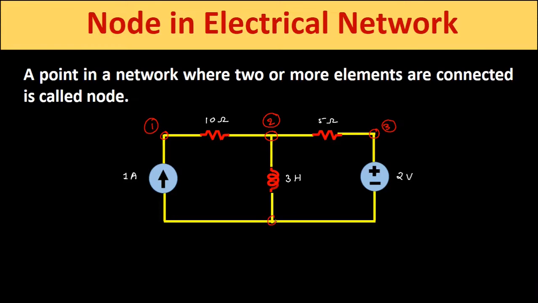And this is the fourth node for the electrical network. Here you can see this 1 ampere current source, this 2 volt voltage source and this 3 Henry inductor is connected at this point 4. Therefore we have 4 nodes in this electrical network.